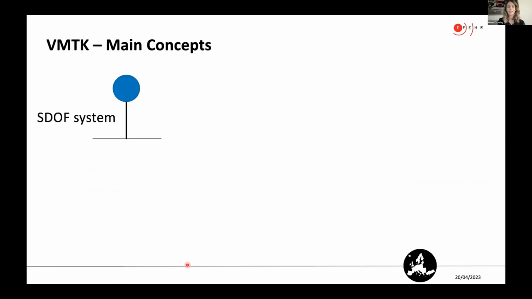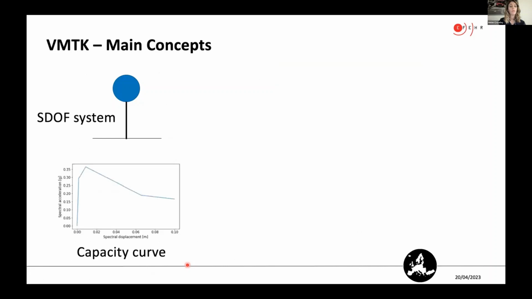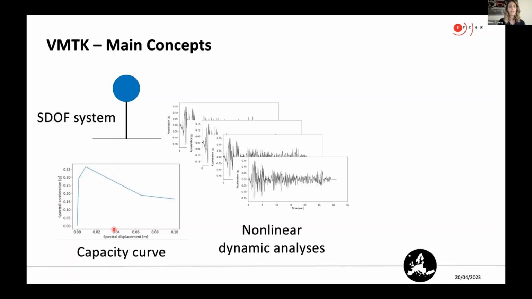So potentially repeating myself a little bit, but I just want to make it clear what are the main concepts of the Vulnerability Modelers Toolkit. We have our single degree of freedom systems. We're representing those by what we call capacity curves. So these capacity curves are spectral acceleration versus spectral displacement response of the building. We take the single degree of freedom system. We run many nonlinear dynamic analyses for records with increasing levels of ground shaking intensity.